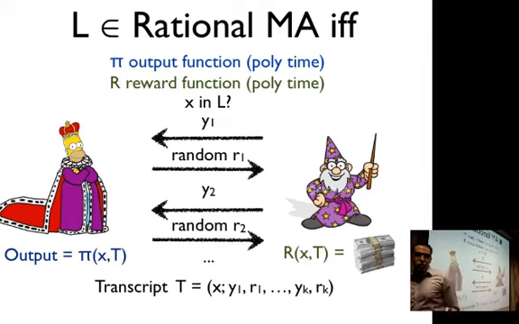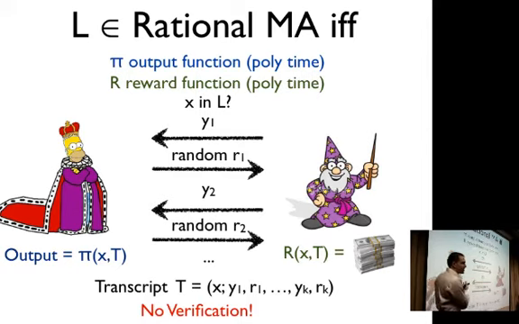And one thing I'm going to say is that we haven't defined what desirable behavior is, and there's going to be no verification at all in these kinds of proofs. So the transcript is not going to help convince Arthur that the problem is correct. It's going to give him the answer to the problem, but he won't be able to verify it. And I'm going to get to that later.